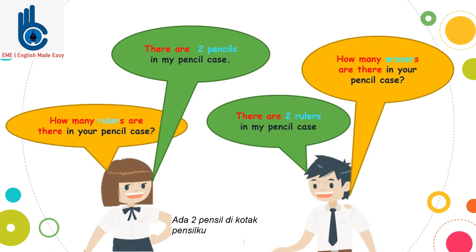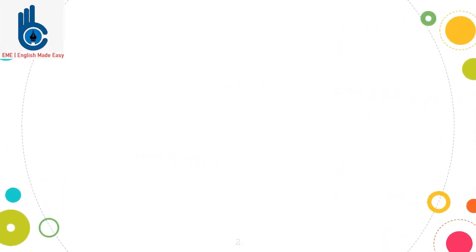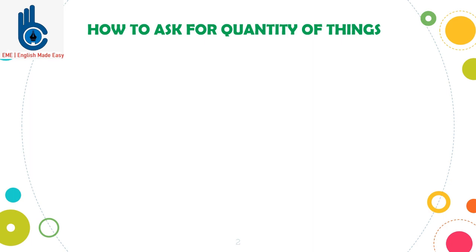Mereka saling bertanya dan memberikan informasi tentang jumlah benda yang ada di kotak pensil mereka. Tentu saja dengan tujuan mereka ingin saling meminjam barang atau alat tulis. From this dialogue, we can learn how to ask and how to tell the quantity of things. Now we will learn how to ask for quantity of things. Kita akan belajar bagaimana cara menanyakan jumlah benda.